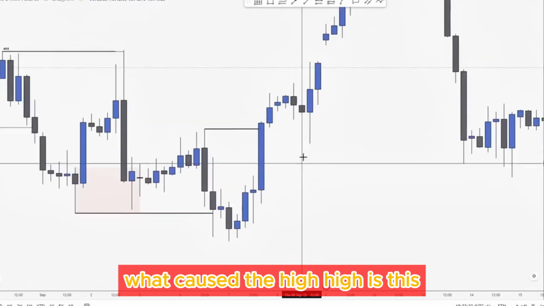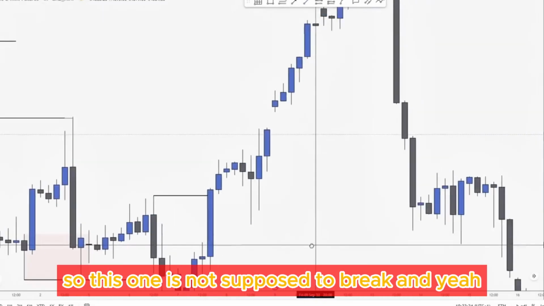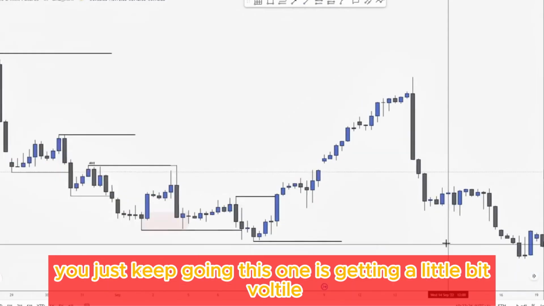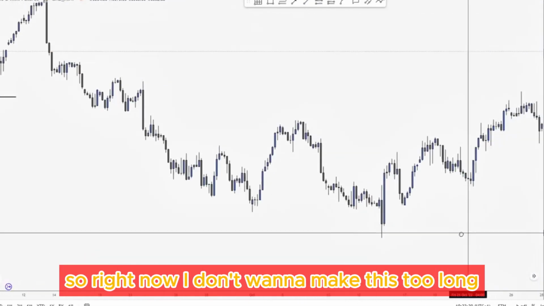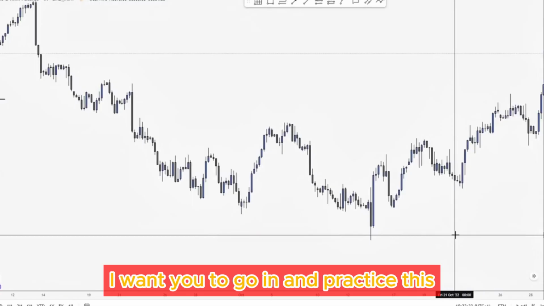Higher highs formed. What caused the higher high? It's this. So this one is not supposed to break. And yeah, you just keep going. This one is getting a little bit volatile, but hopefully you get the point. Okay, so right now, I don't want to make this too long. I want you to go in and practice this.